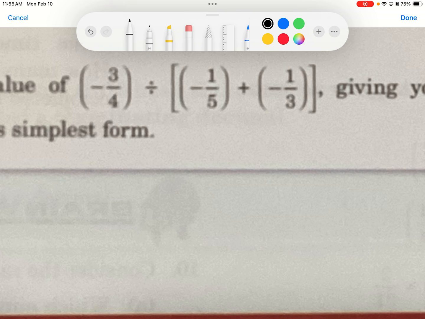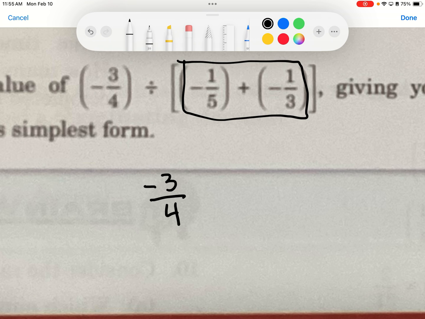All right, welcome back. Hopefully you tried, and let's see if what you did matches what Micah and I are going to do. Our first step, because we're going to be dealing with the innermost parentheses, is adding these together. So we need the denominators to match.